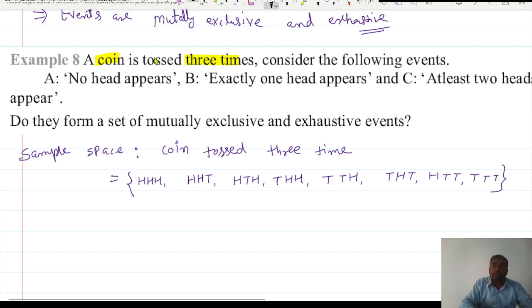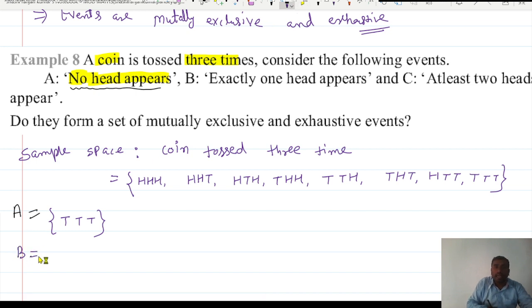Now see one by one. A is an event in which no head appears. I'm directly writing the values. No head appears means this is the only case where no head is there, so only one: TTT. Second, B says that exactly one head appears. So exactly one head: that is the case here, here, and here. So three cases: TTH, THT, and HTT. So three events in which exactly one head appears.